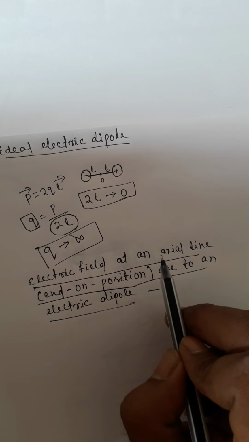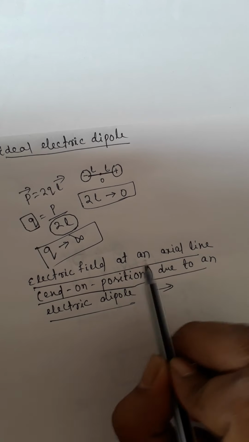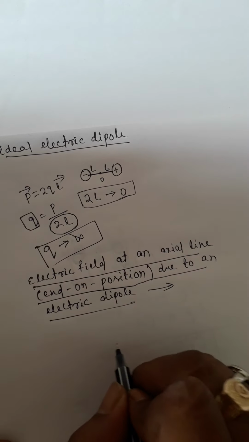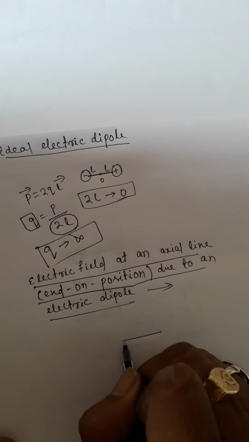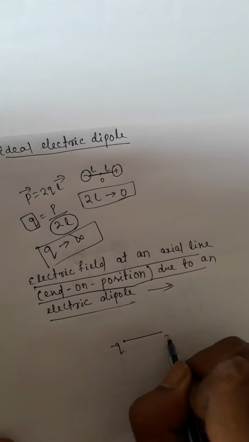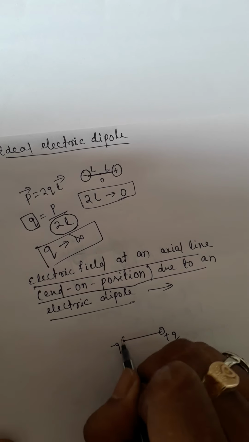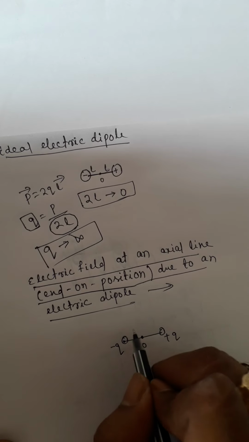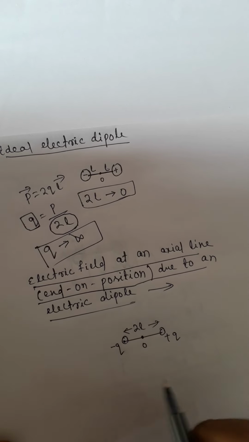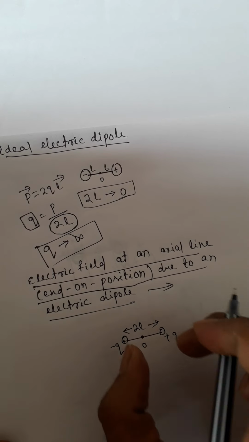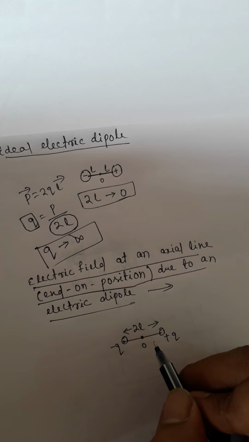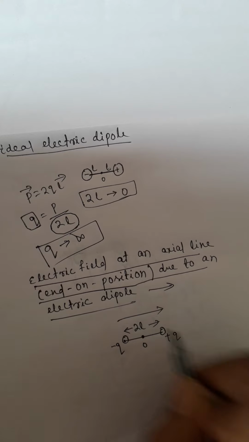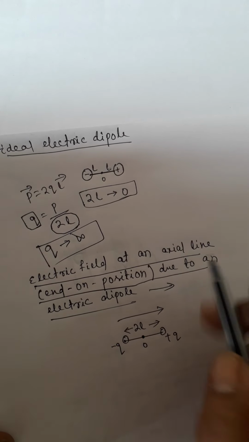Now, the electric field on an axial line, or this axial line is called the end-on position, due to an electric dipole. Suppose we place a dipole here, one negative charge and one positive charge, with some separation, and this is the center of the dipole, and this separation will be 2L from one charge to another. The direction of the dipole is always from negative to positive. Now, what is an axial line?